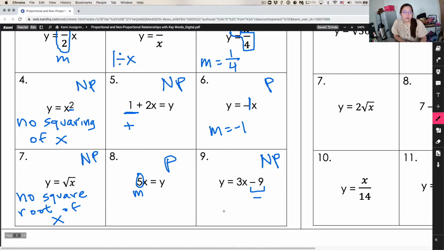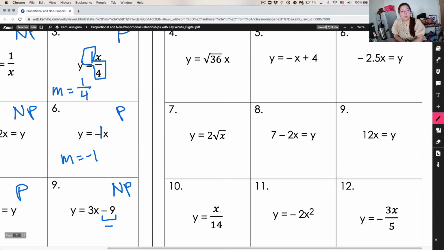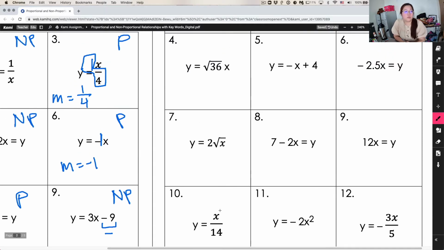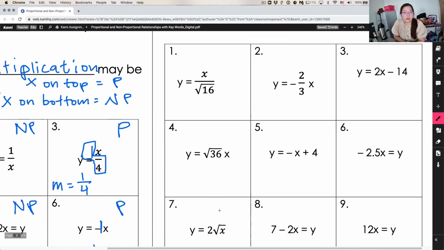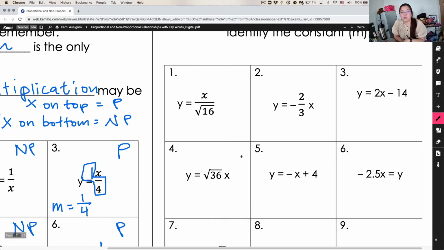Okay? So over here are all independent practice. I'm going to do the same thing where I will give you the answers. So pause here, try it on your own, and then check your answers, but I expect to see work, okay? On the ones that are proportional, I need to know what m is. And I'm not going to tell you that in this answer. I'm only going to tell you if it's proportional or non-proportional. It's up to you to find m.